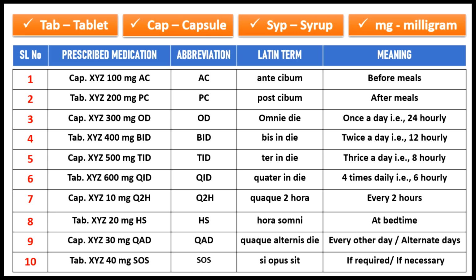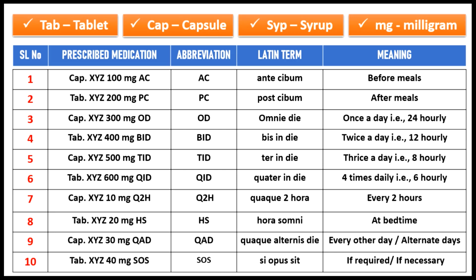Number 7, CAP XYZ 10 mg Q2H. The Latin term of Q2H is quaque secunda hora, which means every 2 hours interval. So you should take this medicine after every 2 hours.